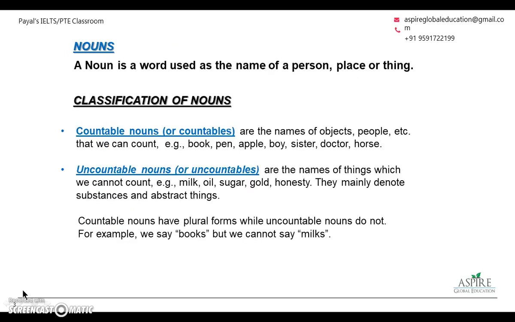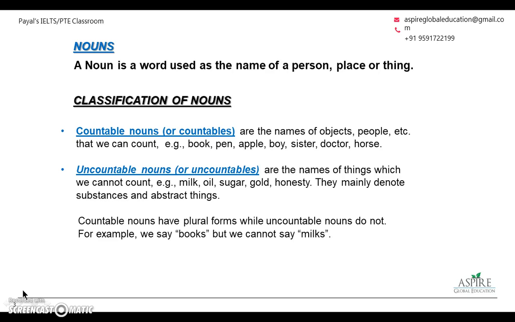Let's get started with nouns. What is a noun? Something that you can see, a person, place, or thing is called a noun. The nouns are classified as countable nouns and uncountable nouns. What are countable nouns? There are so many objects and people around us like book, pen, apple, and I can count them. So they're called countable nouns.